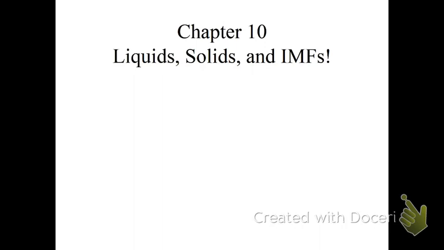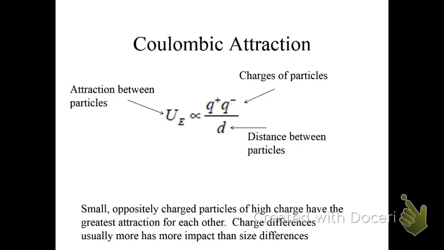So before we get started in the notes, let's recall Coulombic attraction, because it's going to rear its head again in this unit. Of course, here's your formula. The numerator is the charges of the particles, and of course the bottom is the distance. If you remember from bonding, which y'all did very well on that test, the question was which is more important, the charge differences or the size differences. And usually it's the charge differences.